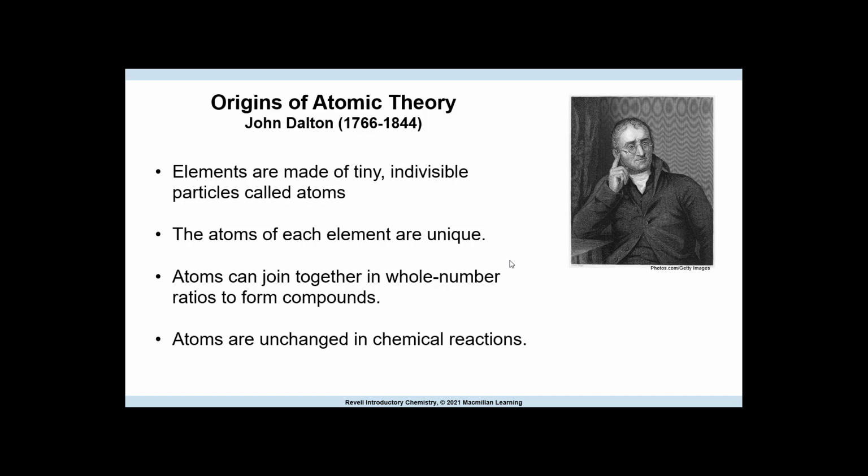So understanding atomic theory. Let's go through this. Elements are made of tiny indivisible particles called atoms. The atoms of each element are unique. These things we've already covered. Atoms can join together in whole number ratios to form compounds. This means you will never get fractions. Everybody knows water's H2O. The 2 means there are 2 H's for every 1 oxygen. You will never get H 0.5 and O 1.75. There will always be whole numbers. H2O, which means 2 hydrogens, 1 oxygen, whole numbers.